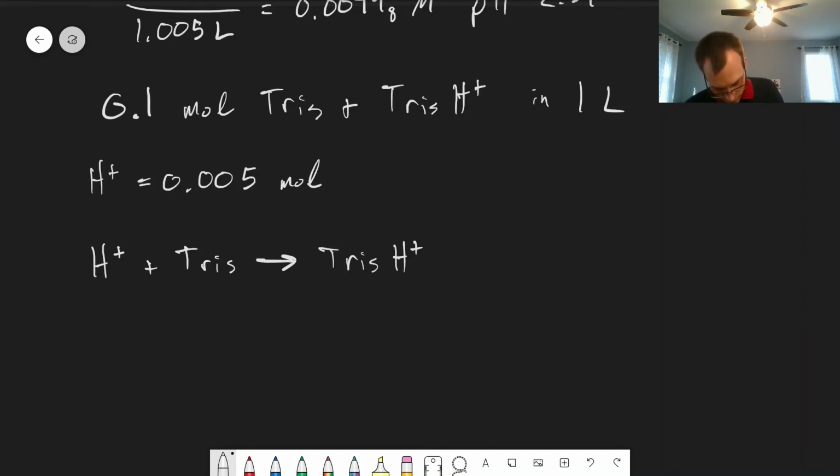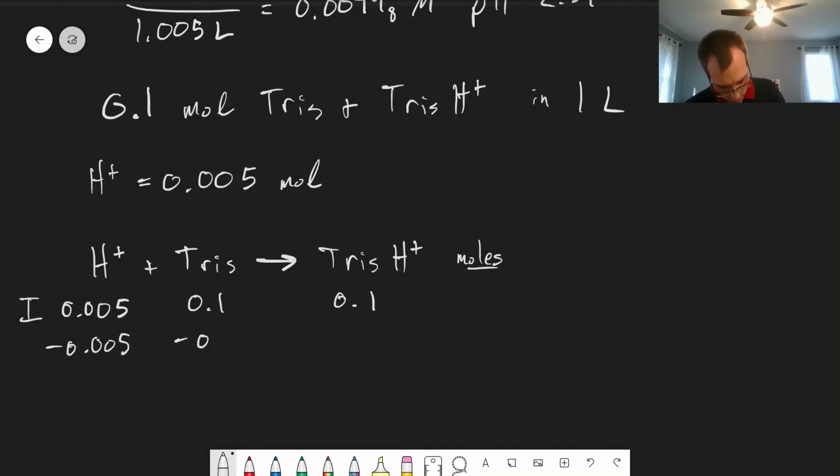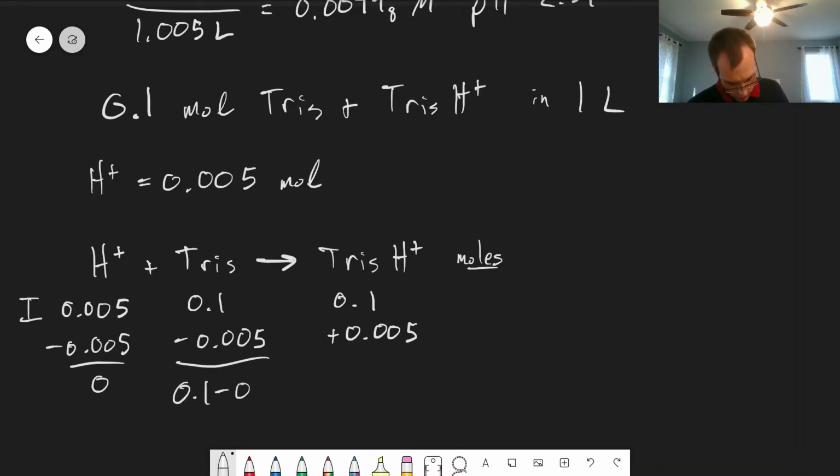Right, that's what's going to happen when we add our acid. So let's think about this in terms of initial. We have 0.005, 0.1, and we're thinking about this in terms of moles, and 0.1 over here. So all of this is going to react, our 5 millimoles, and we will lose some of our tris as well. And we will add 5 millimoles to this side. And so this will go to 0. Here we'll get 0.1 minus 0.005, and here we'll get 0.1 plus 0.005. So now we know our final values here.